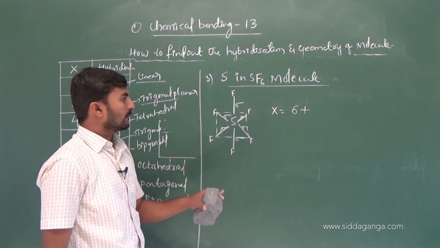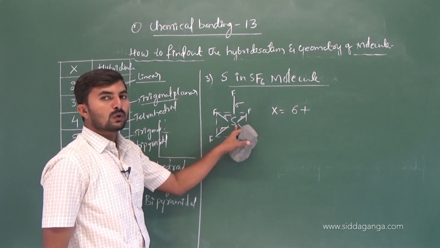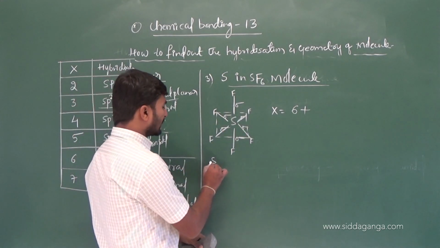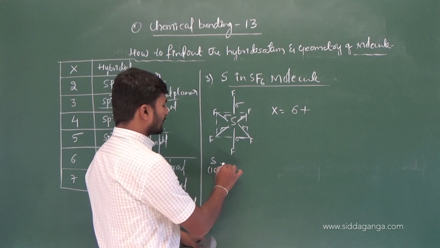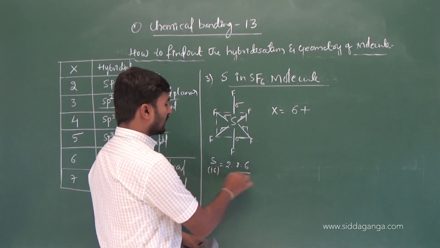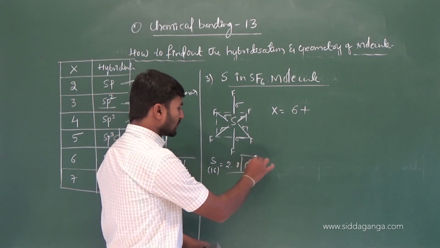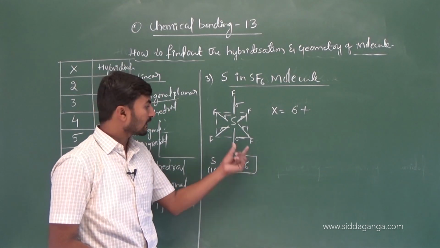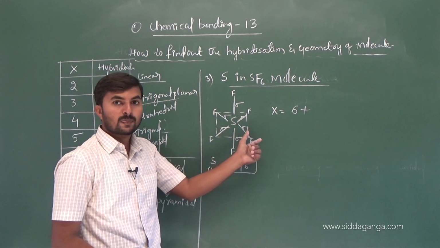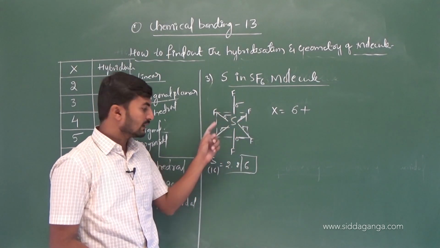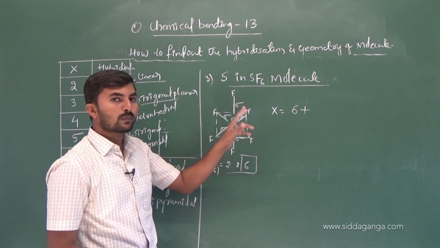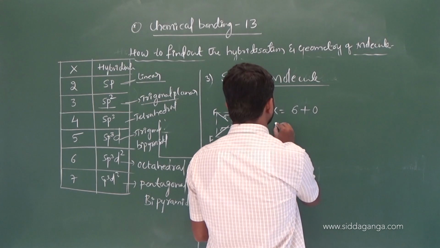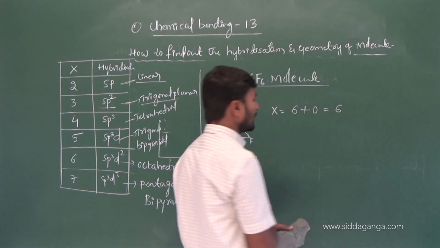But in sulfur, the number of lone pairs is 0. There are no lone pairs of electrons because sulfur has the 2,8,6 configuration, so in the valence shell it has 6 electrons, and all those 6 electrons are involved in bond formation. That is why there is no presence of lone pairs on the sulfur atom, that is, 0 lone pairs. The value of x becomes 6.